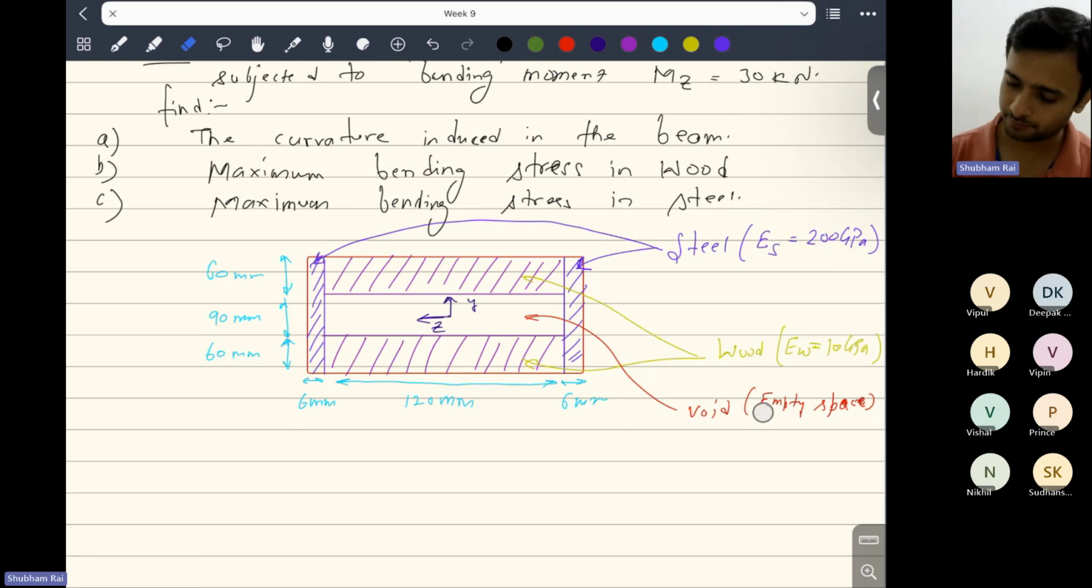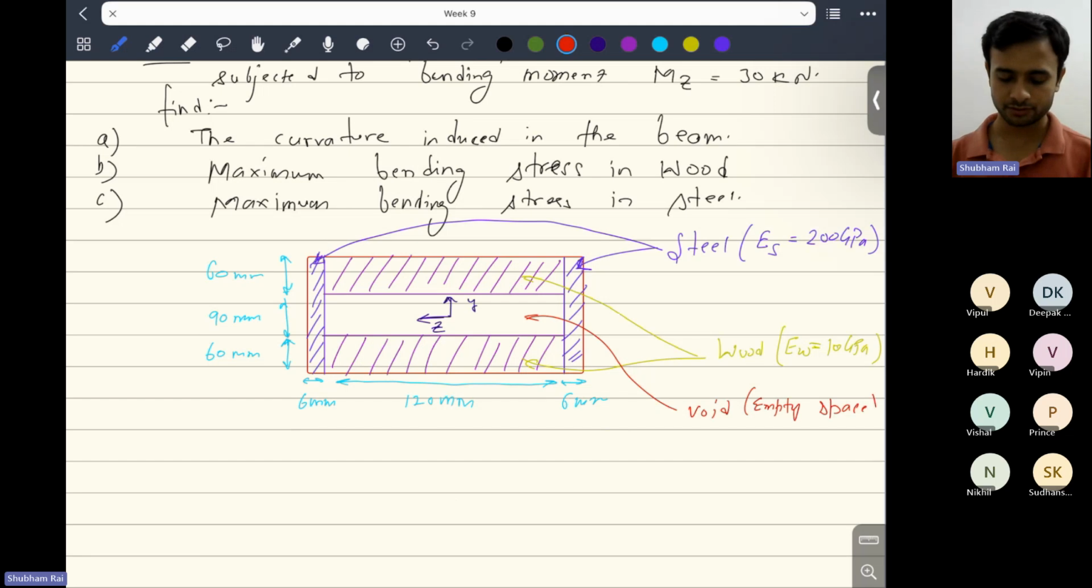So what do you think? How will you find the curvature first? You know that, you have learned the formula M by I is equal to E by R. E into curvature is equal to M by I. So M will be EI into curvature. So curvature will be M by EI. So M you already have, EI you do not have. EI is known as the bending stiffness that you need to find of this whole cross section.